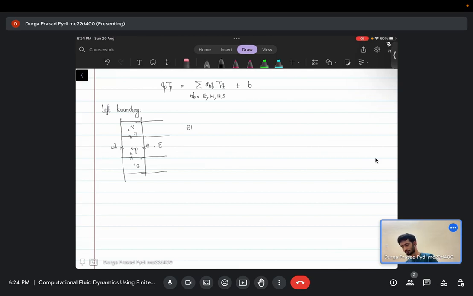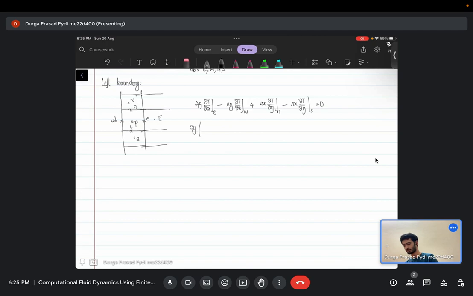So our original equation is del T del x on the east face minus del T del x on the west face plus, okay, forgot to add the areas, so it's essentially delta y times del T del x on the east face minus delta y times del T del x on the west face plus delta x times del T del y on the north face minus delta x times del T del y on the south face should be equal to 0. So here on the east face it is again straightforward, so you just put (T east minus TP) by delta x.